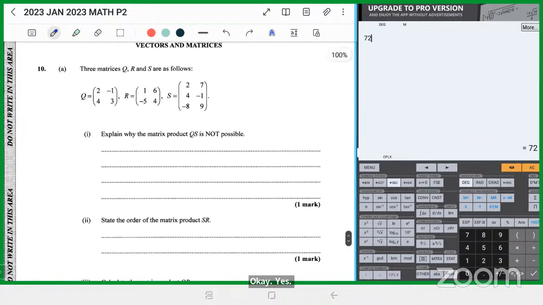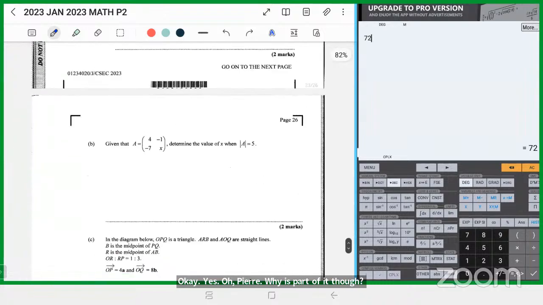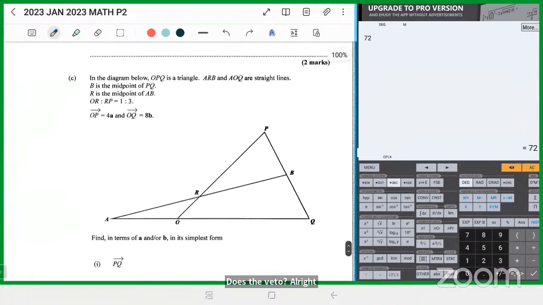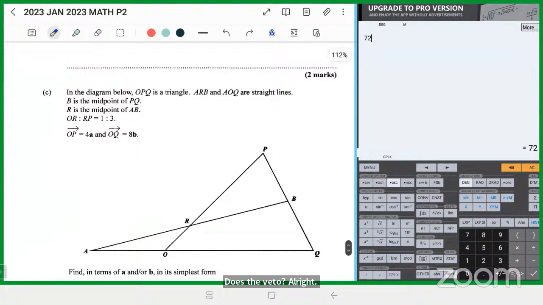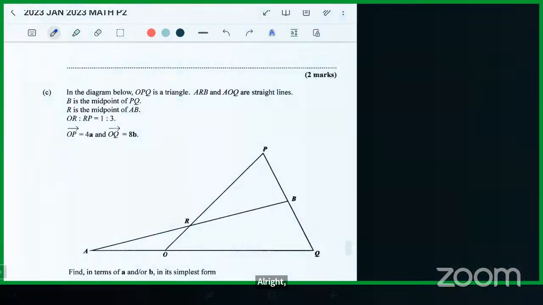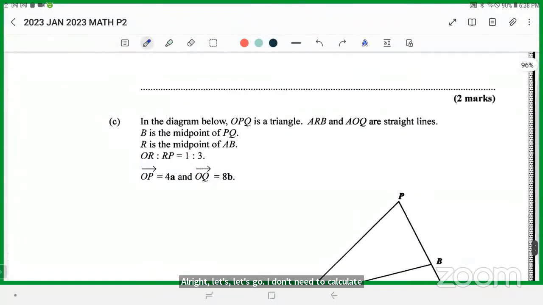Come up here. Want this part of it too? Just the vectors? All right. The vectors question. Let's go. I don't need a calculator for this one. All right. Quiet, please.